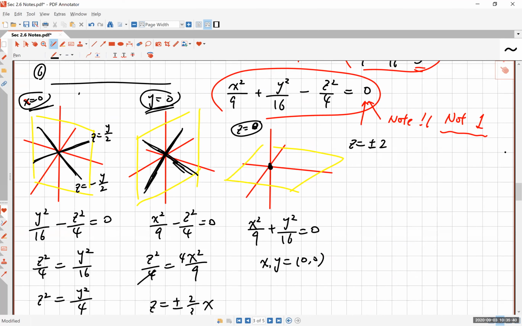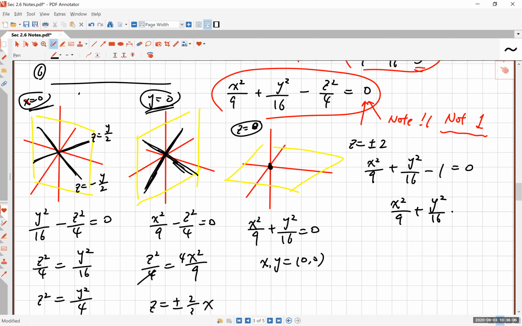If you don't get what you want, if you don't get any kind of reasonable geometric shape, you may want to try something different. You can try different traces if you like. So here then you get x squared over 9 plus y squared over 16 minus z squared over 4 is equal to 0, right? What in the world is this? Well, you figure this out.